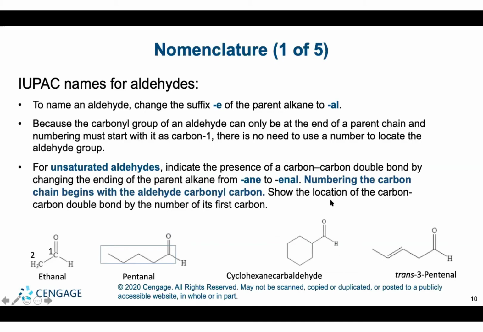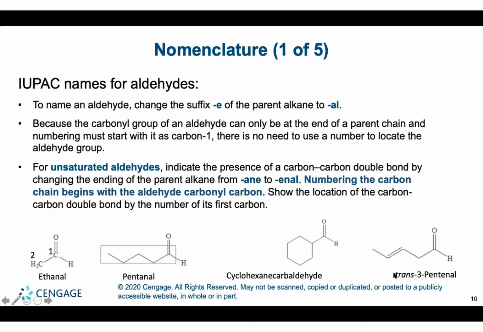Whenever we have a cyclo attached to an aldehyde, the naming is a little bit different. It's going to be cyclohexane carbaldehyde, basically. So whenever you have a cyclo and you have an aldehyde attached to it, it's going to be carbaldehyde. So it's cyclohexanecarbaldehyde. So this is carbaldehyde when you have a cyclo.